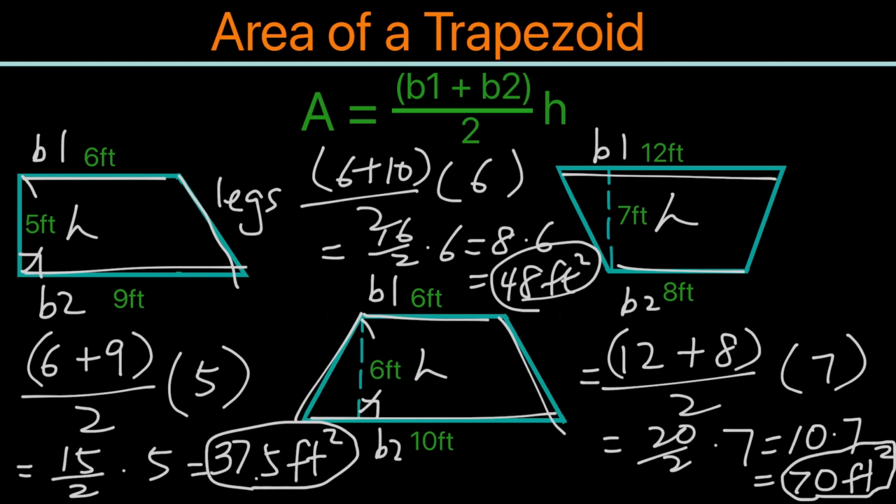So these are 3 examples of how you will find the area of a trapezoid. You want to make sure you memorize the formula of area equals base 1 plus base 2, divided by 2, times height. And make sure you don't include the legs in the formula.